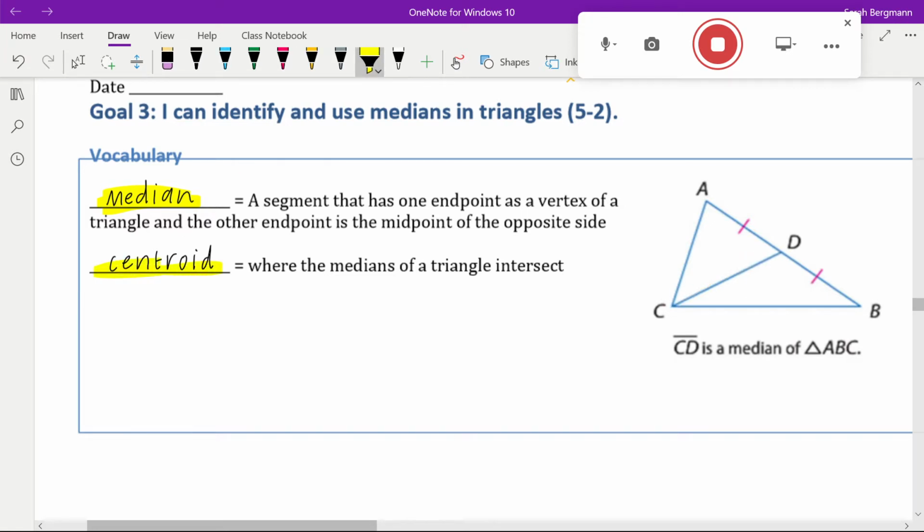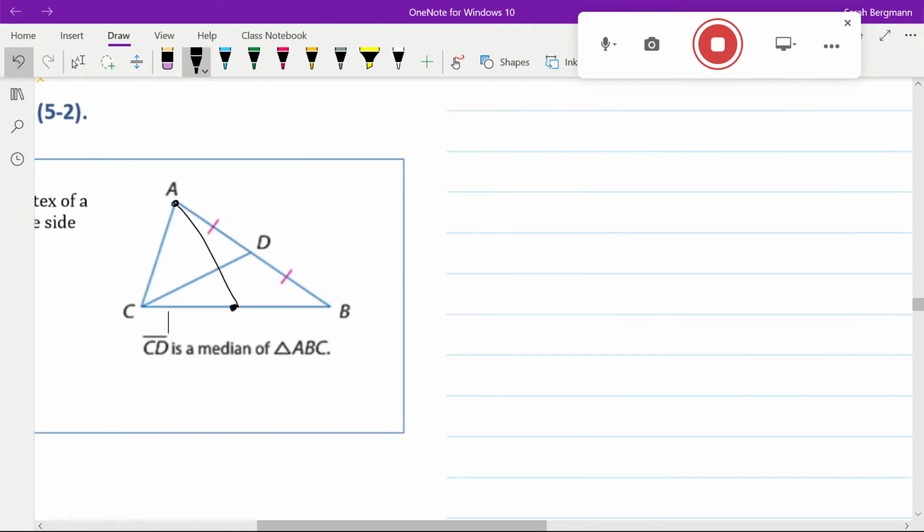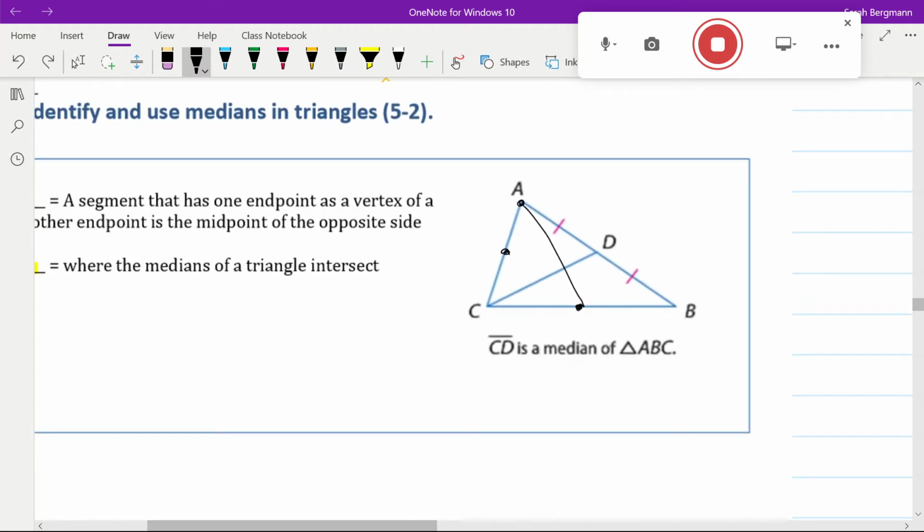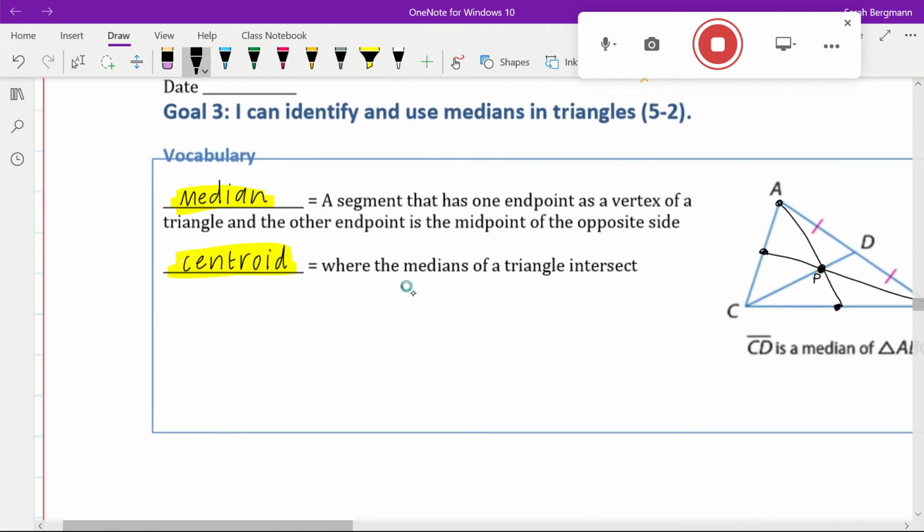You also should know the vocab word centroid. The centroid is where the medians of the triangle all intersect. So if I drew in my other two medians here, oh, that was not a good estimate of the midpoint. Let's see. That looks closer to the midpoint. Oh, that was terrible. If I draw them all, they should all intersect at one point. Let's call this point P. P is the centroid of triangle ABC.